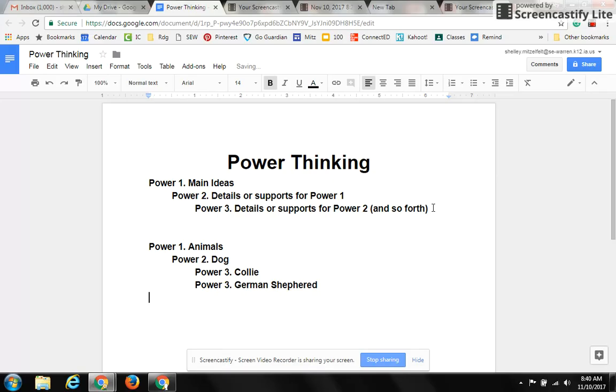Okay. So then maybe we have another power two, and we'll call that cat. And so our power three would be a type of cat or a specific cat, which might say calico. Or maybe another power three, Siamese.